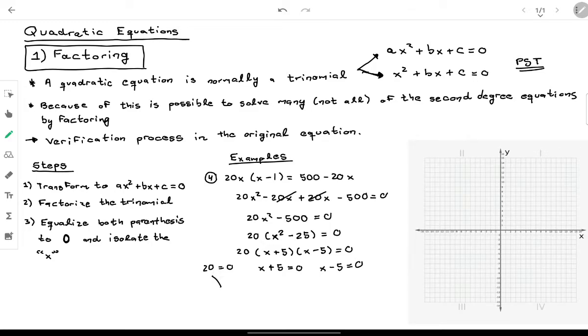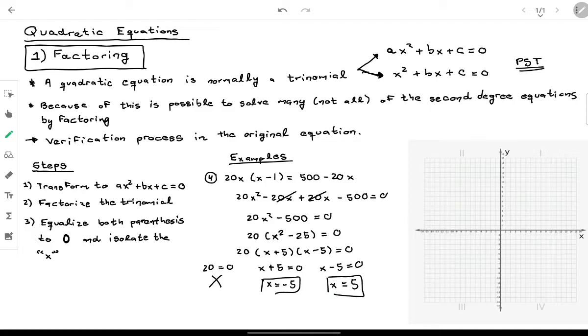Of course, this one, it's not an answer. 20 doesn't equal 0, but it doesn't matter, because we can move it to the other side by dividing. Say 0 divided by 20 is 0. That's why it's not an answer. In this case, x equals minus 5. The other one, x equals plus 5. That will be my answer.